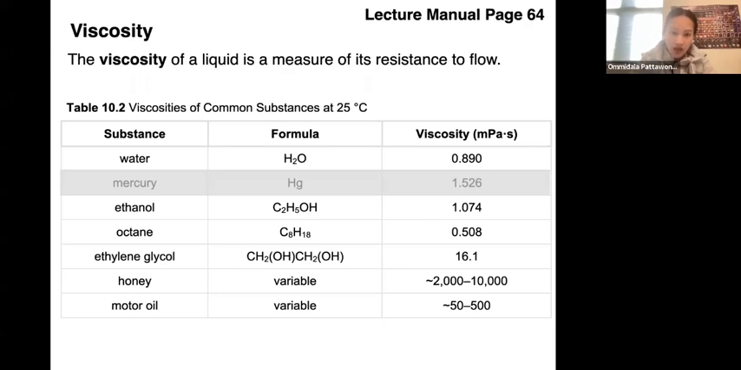I'm just going to ignore mercury for now because that's an exception, due to the metallic bond within mercury. What you can take away from this table is that substances with hydrogen bonding end up with high viscosity, and those with very large molecules also end up with a high viscosity value. So they are going to be more viscous.